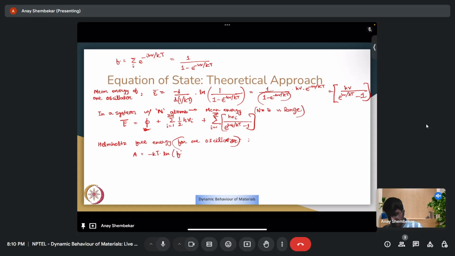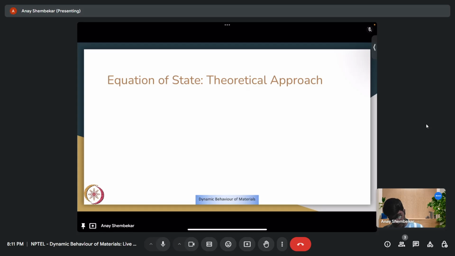ln of f, where f is the partition function, minus kT ln of, sorry, kT ln of 1 minus e raised to minus h nu by kT, ln of 1 by that minus will come out. Then, if we have this as my Helmholtz energy, my pressure definition would become the negative of the change in Helmholtz free energy with respect to volume at a given temperature, so isotherm. So this is for one oscillator.